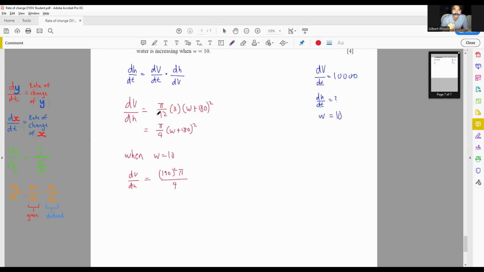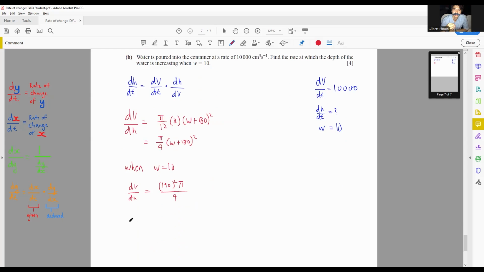Now, finally, solving the equation, dW over dt is dV over dt, 10,000, multiplied by dW over dV. Remember, we have to invert this. So we have 4 over (190 squared times pi). Finally, type this into the calculator. You will get the value of 0.353, to three significant figures. And that's it for this video. See you in the next one.